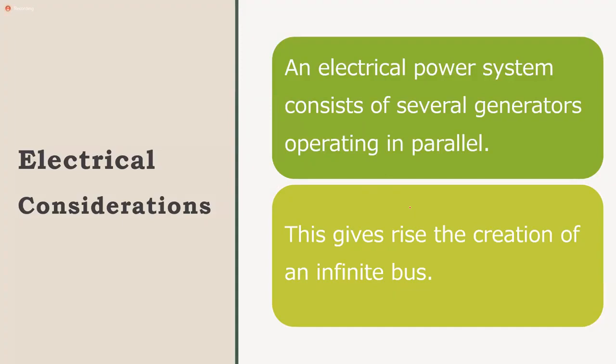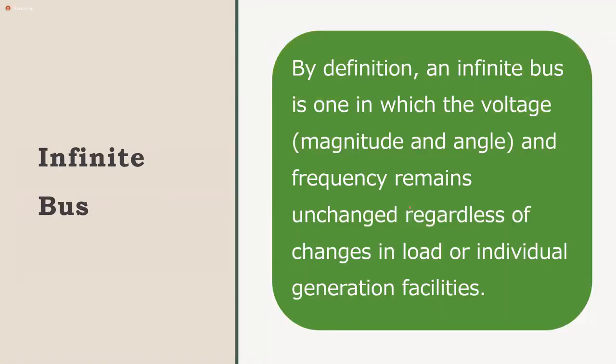Based on what we have been discussing, what we have seen so far, we just did it when we looked at economic dispatch, the power system consists of several generators, and these are operating in parallel. And this creates what we refer to as an infinite bus. So an infinite bus, what do we mean by that? An infinite bus is one in which the voltage, in terms of the magnitude and angle, the same load angle that we were talking about recently, so V and delta, remains unchanged regardless of changes in load or individual generation facilities.